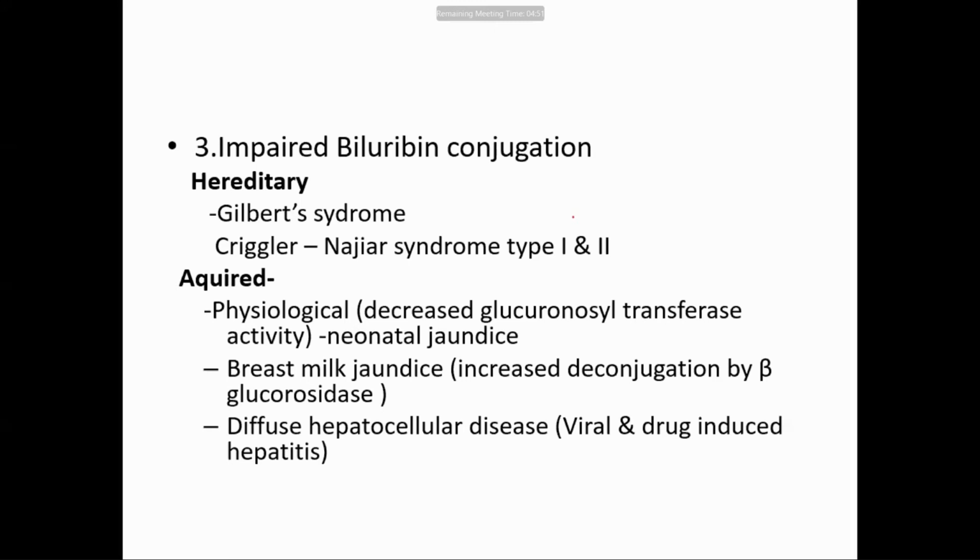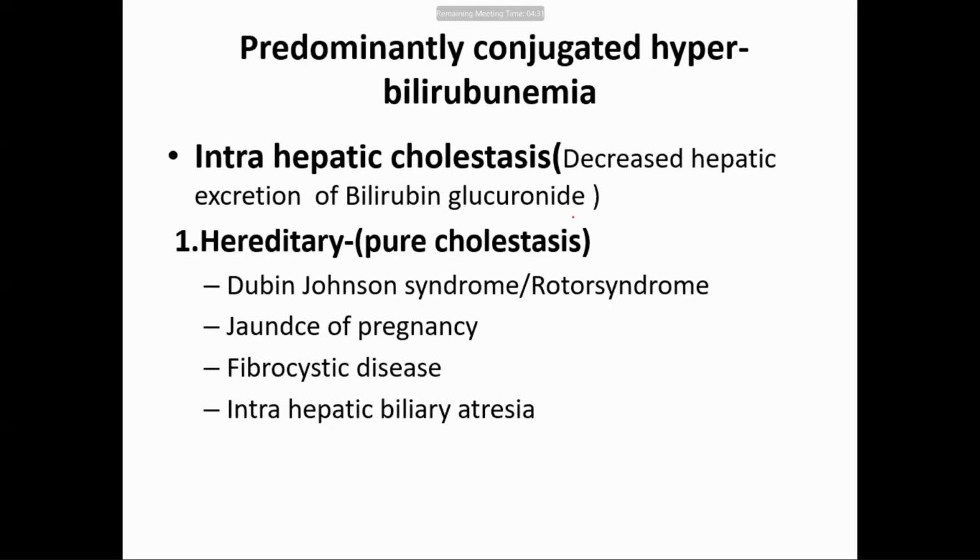We also call indirect means unconjugated, and direct means the van den Bergh reaction we do. When you put van den Bergh reagent and estimate the bilirubin, that is direct, that is the soluble one. And when you put alcohol and then do the van den Bergh reaction, then it is total bilirubin. From the total you remove the conjugated, then you will find the unconjugated or indirect.